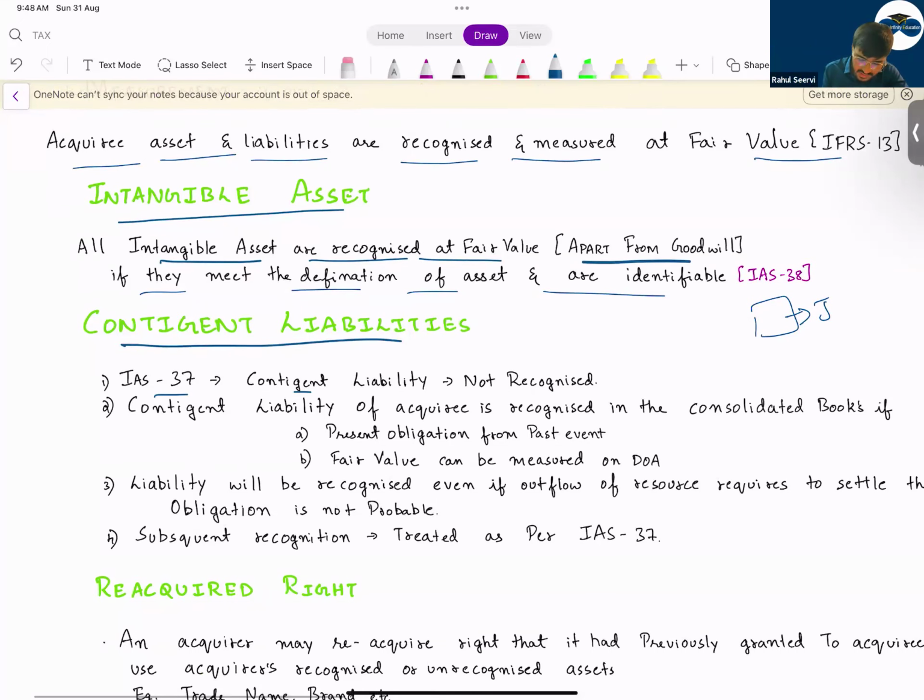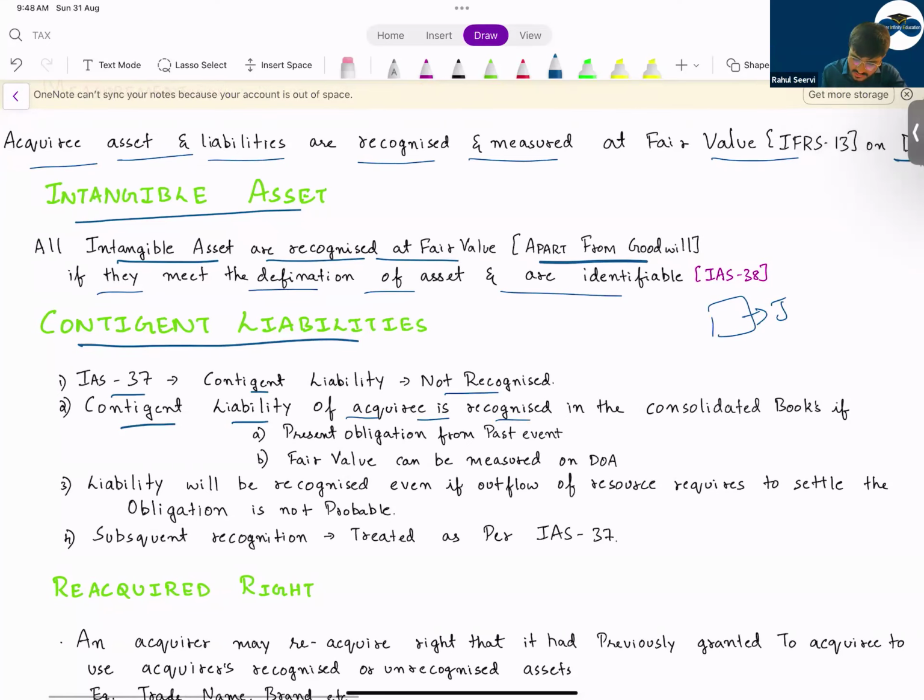IAS 37, contingent liability not recognized. Contingent liability of the acquiree is recognized in the consolidated books if there is a present obligation from a past event and fair value can be measured. You should be able to calculate the fair value and the obligation should be there. If it is a possible obligation, will you record it? Possible obligation will not come into picture. Only present obligation will come into picture. Understand that. We have learned two definitions of contingent liability.